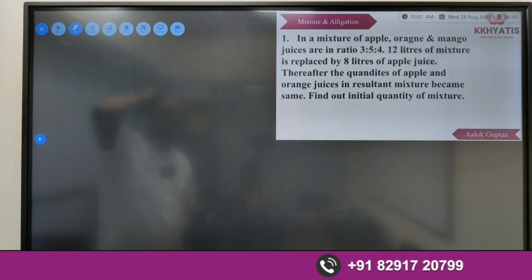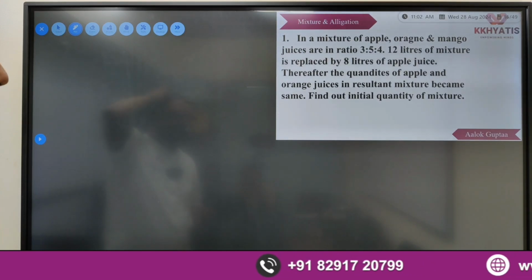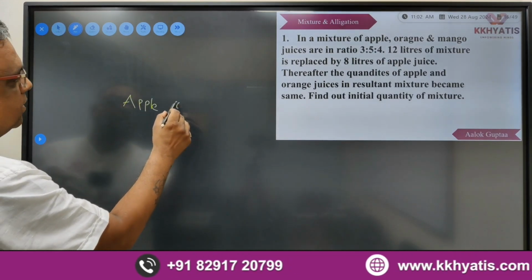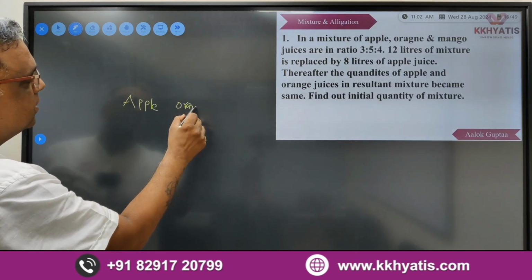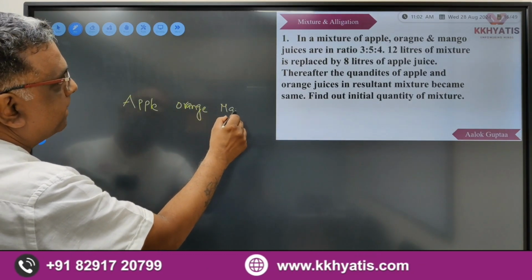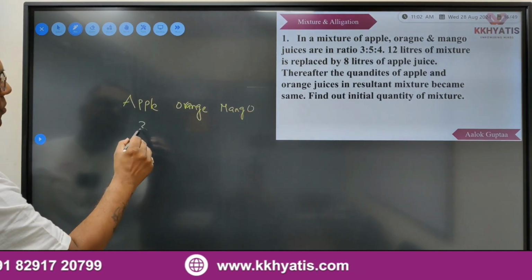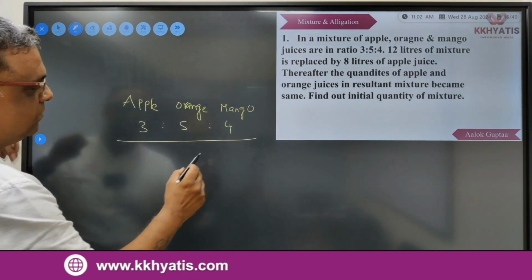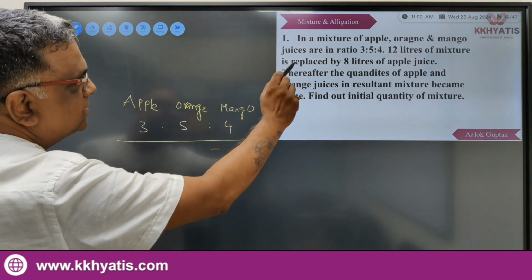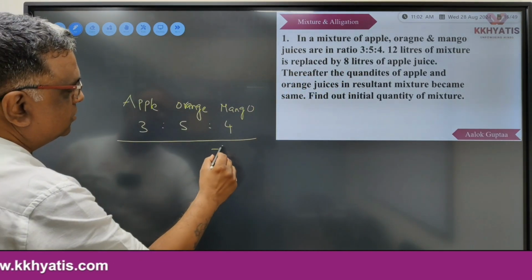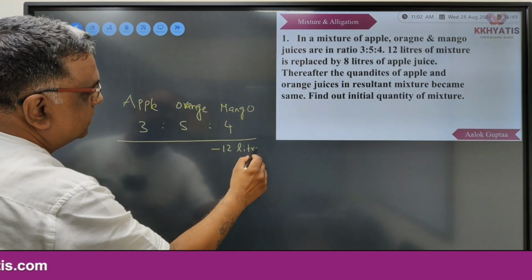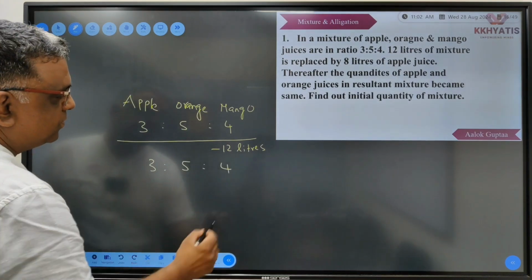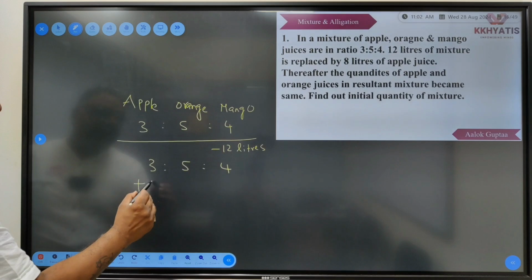In a mixture, apple, orange and mango juices are in the ratio 3:5:4. So as we always write, apple, orange, mango. They are in the ratio 3:5:4. Now what we are doing is, we are removing 12 liters of mixture, which is replaced by 8 liters of apple juice. So I am removing 12 liters of the mixture, which means the ratio in the remaining also would be 3:5:4. And now I am adding 8 liters of apple to this.